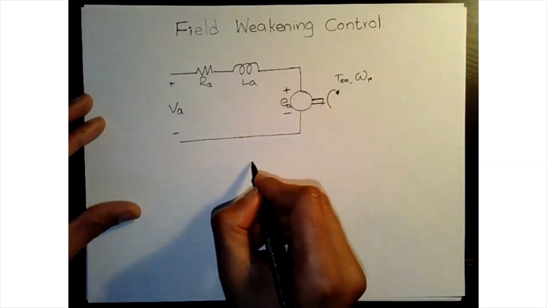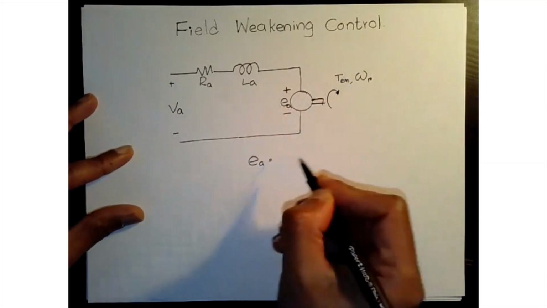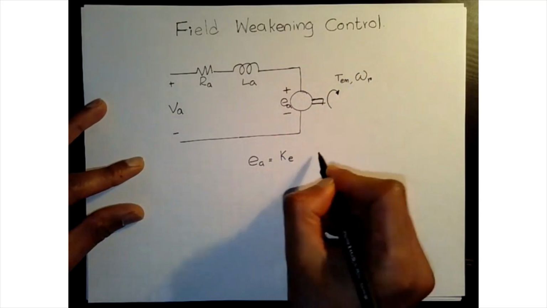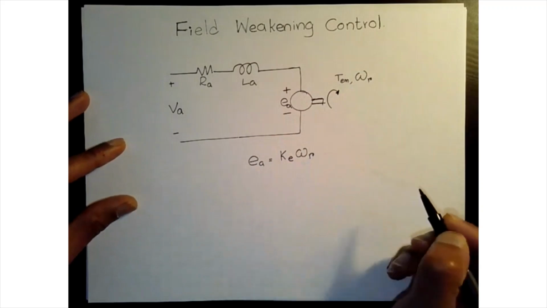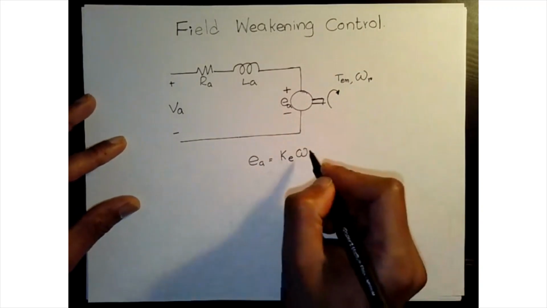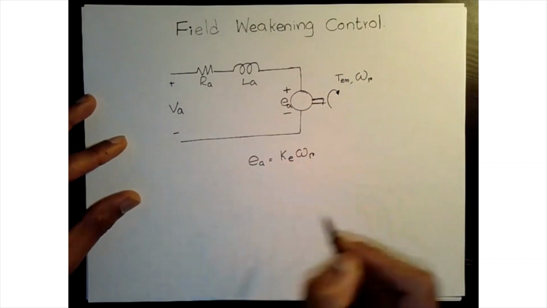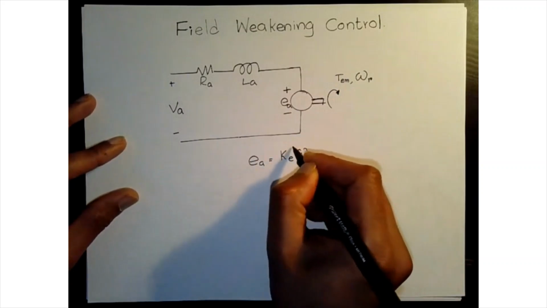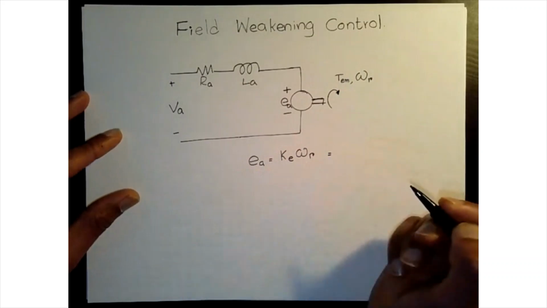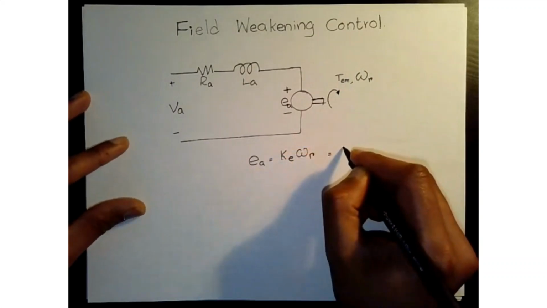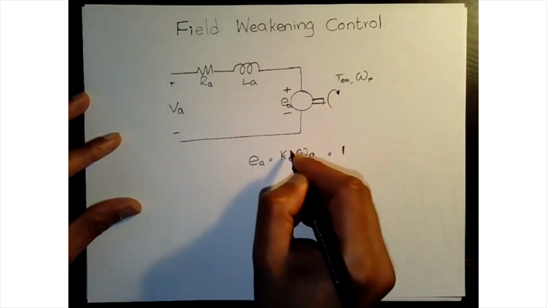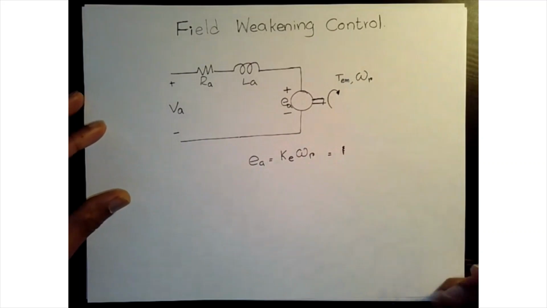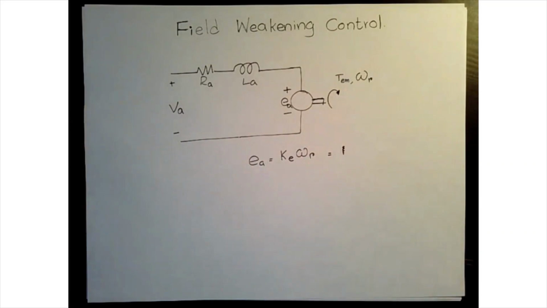EA, right? So we typically write EA is equal to KE omega R. This is our back EMF constant. Now, if we go further into this back EMF constant, what is inside this? What are the factors that are contributing to this KE? If you think of the fundamentals of DC machines, what parameters can you think of?